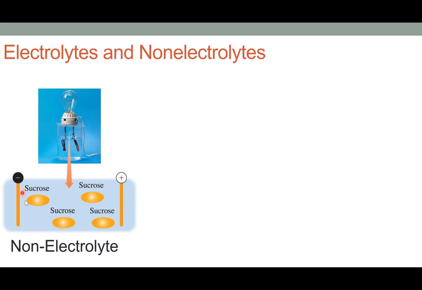So here we see our sugar example. Sucrose is sugar, and we see that the light bulb is not lit. With the light bulb not being lit, that tells me that this does not conduct electricity. So we call that a non-electrolyte. Covalent molecules do not dissociate. They stay together as one big molecule, and they do not conduct electricity in water.